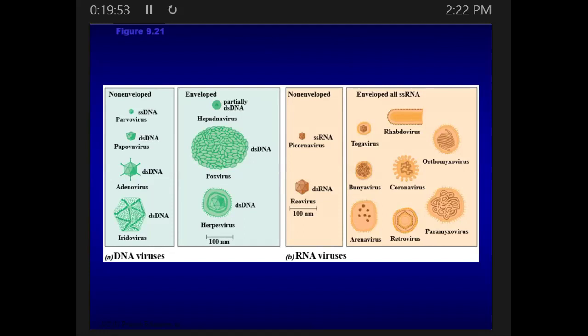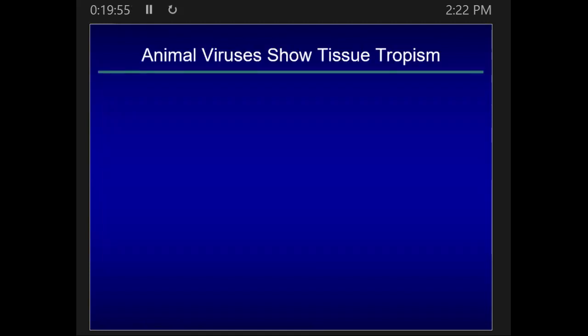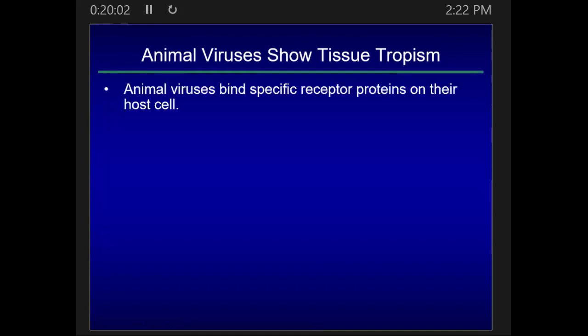So they often use this phrase, tissue tropism. Basically what that means is that animal viruses have very specific cells and tissues that they can attach to, and they can't attach to the other ones. It's the specificity, and it really has to do with the cell surface receptors that the host cell has, whether or not the virus is going to be successful.